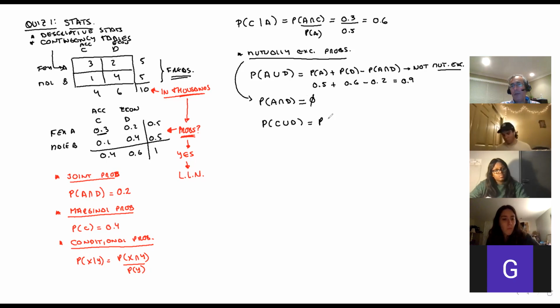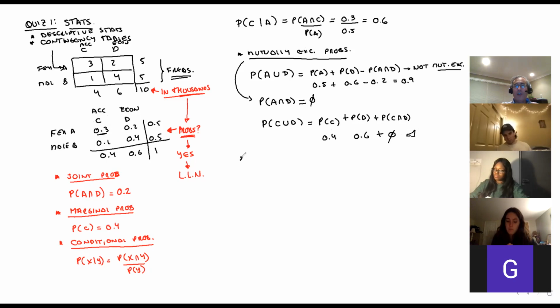Got it? So these two processes are mutually exclusive because if I use the formula P of C plus P of D minus P of C intersection D, P of C equals 0.4, P of D equals 0.6. And what is P of C intersection D? C is down, D is down. Do they intersect somewhere? No, so minus nothing. So basically this is equal to one. So this is a mutually exclusive probability.